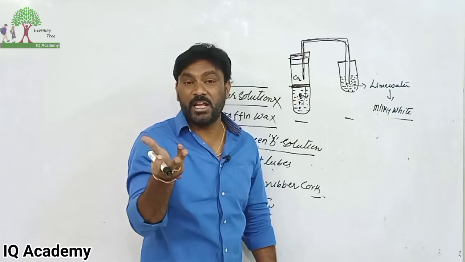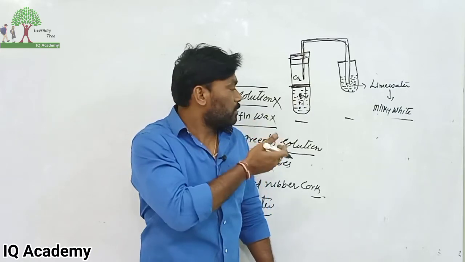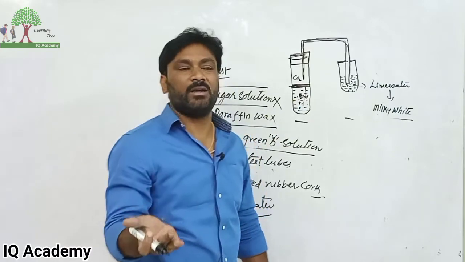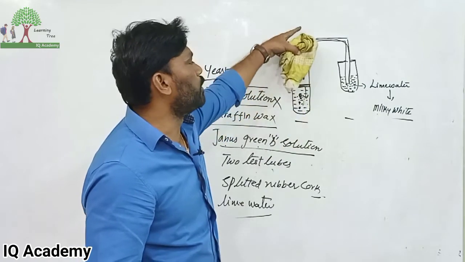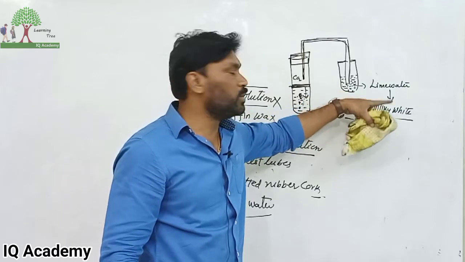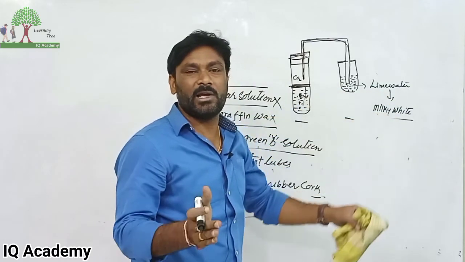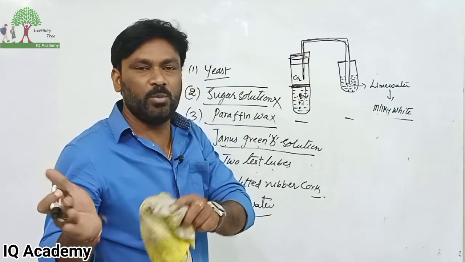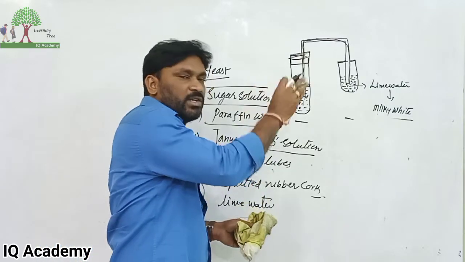When the fermentation takes place, the sugar solution changes into alcohol, releasing carbon dioxide. And this carbon dioxide moves from this tube and enters into the lime water, and the lime water turns milky white in color, because the carbon dioxide has the ability to change the lime water into milky white. And we can prove that carbon dioxide is released.